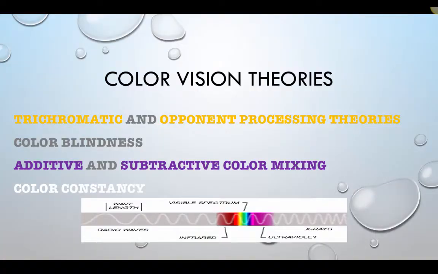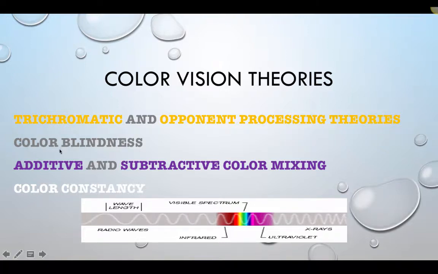Hi everybody. Today we're going to talk about color vision theories in the visual processing system. And at the end of this video, you want to make sure you understand the difference between trichromatic theory and opponent processing theory. These are often confused term pairs in AP psychology.